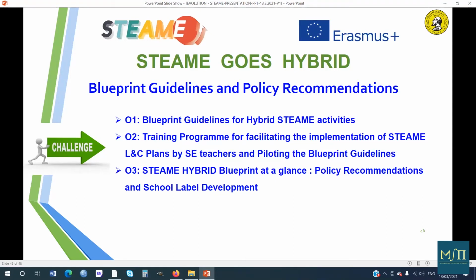a hybrid environment. And then we need to produce policy recommendations, where the authorities should know, so in the future, when they build schools, they know how to design them in order to be able to work hybrid. And we're going to create a school label development, a school label, meaning that a school which claims to have the ability to support hybrid work, project work of students, can be evaluated and receive a school label. This would be a European school label, like an award.